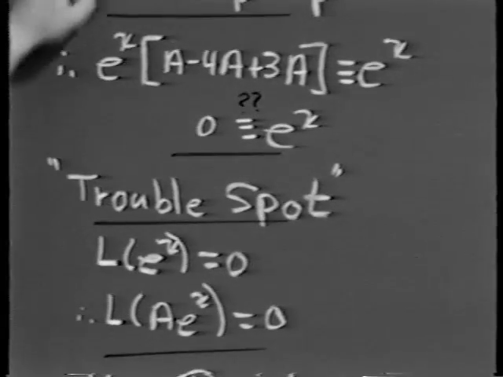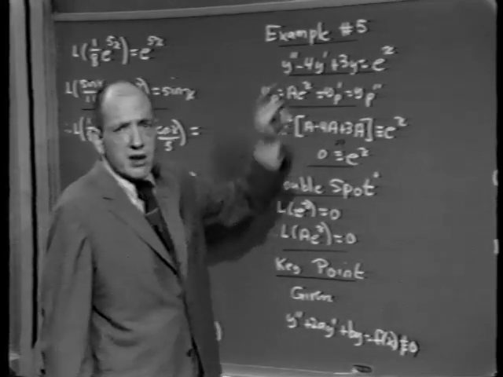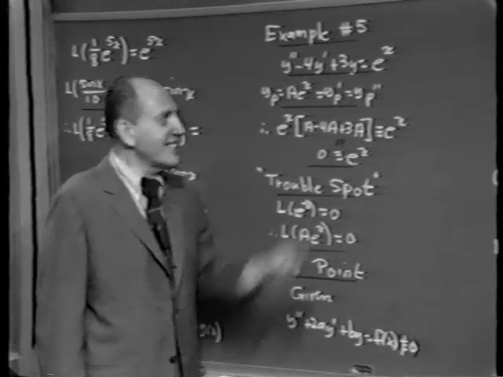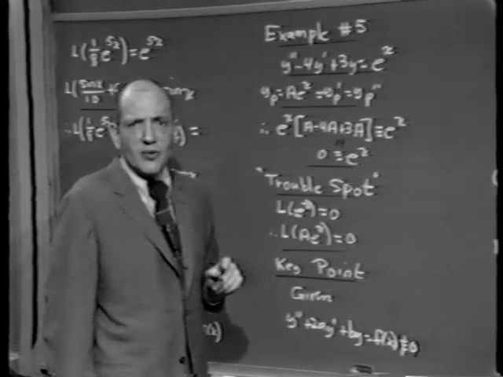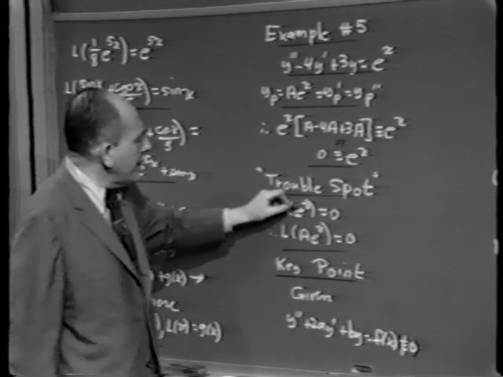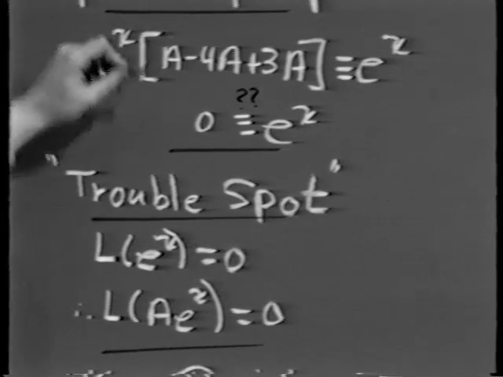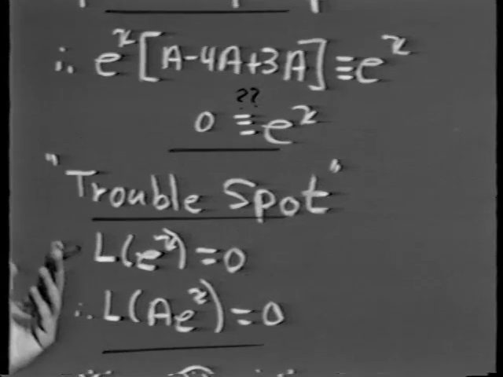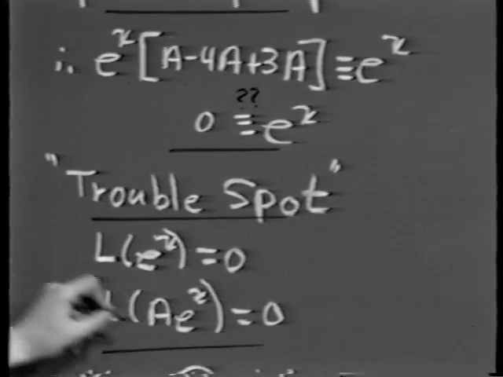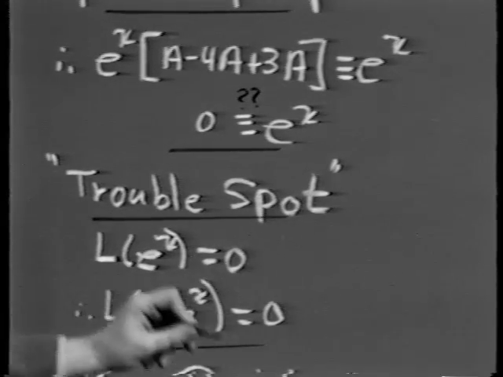Remember that when we took the equation y double prime minus 4y prime plus 3y equals 0, we saw that two particular solutions were e to the x and e to the 3x. Consequently, when we substituted in a e to the x on the left-hand side here to see what was going to happen, we should have known that that term was going to drop out. Why? Because L of e to the x is 0. Consequently, by linearity, L of a e to the x is also 0.